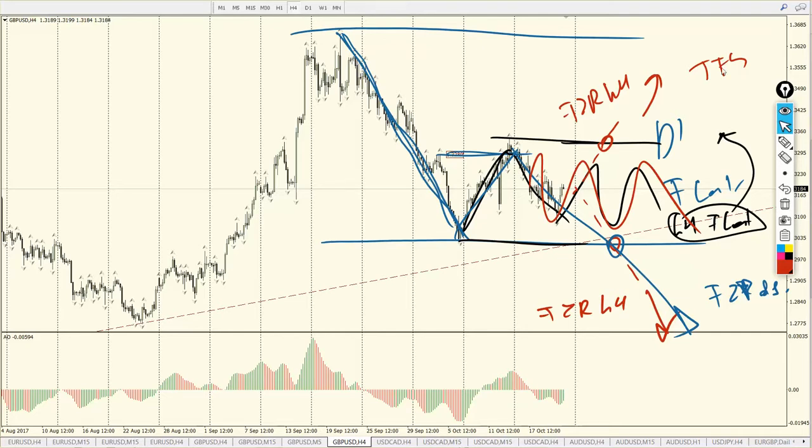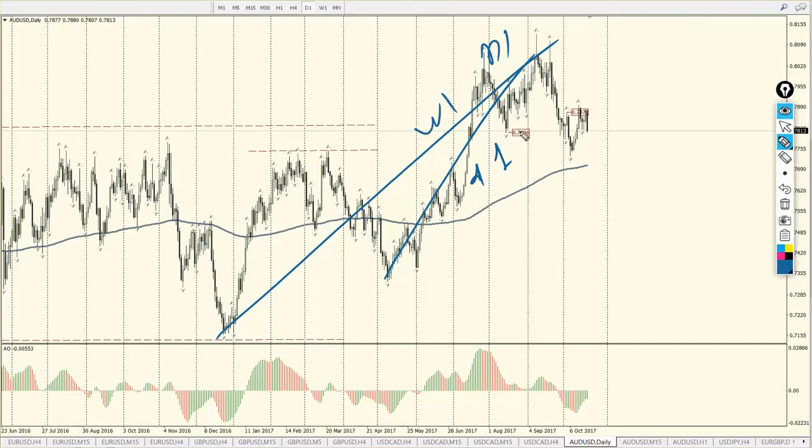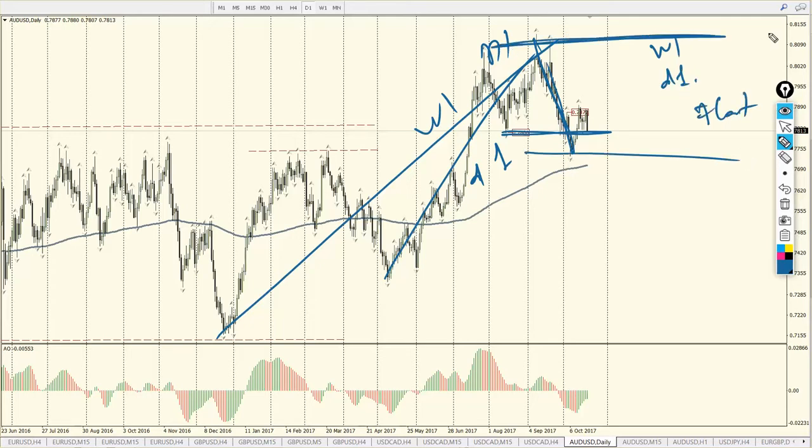Right, so the next pair is Australian dollar against US dollar. Here, just as a reminder, don't forget that the D1 and weekly timeframes are stopped because this reference point was broken, and this pair is back into a weekly and daily flat phase with this reference point. As long as we're between those reference points, the pair will remain in a midterm flat phase.